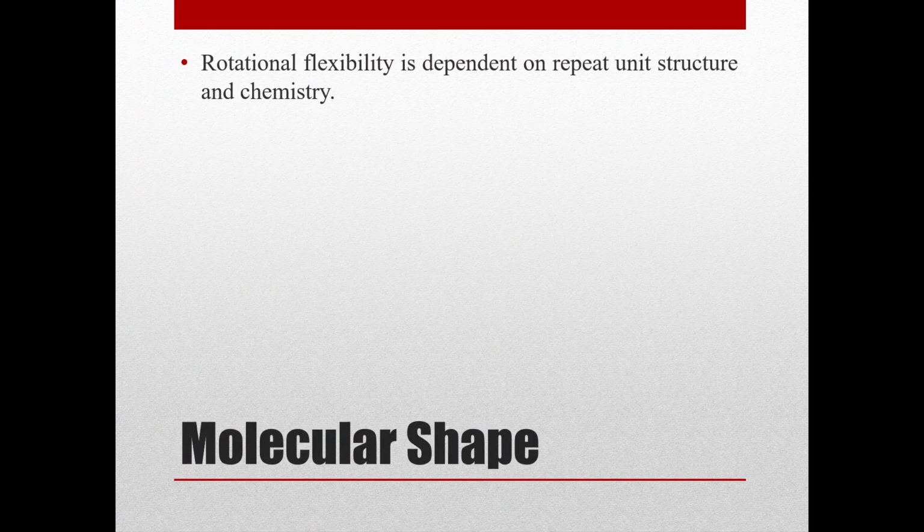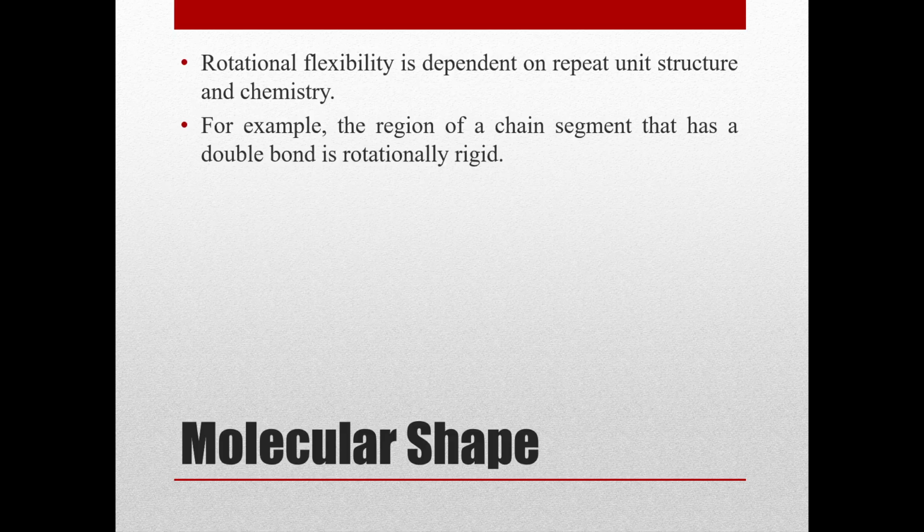Rotational flexibility is dependent on the repeat unit structure and chemistry. Whether the molecular segments are able to rotate, and how flexible they are, will depend on the repeat unit structure as well as its chemistry. For example, the region of a chain segment that has a double bond is rotationally rigid. If there is a double bond in the chain segment, then that segment cannot rotate around itself or shift, so it will remain more rigid.